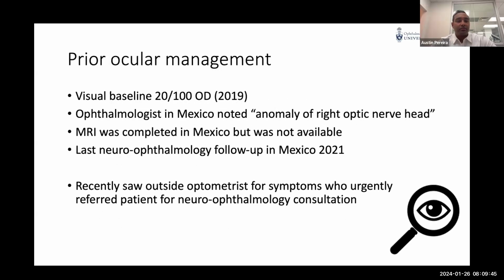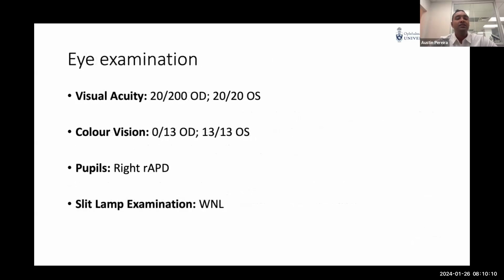So for this prior ocular management, this baseline was obtained in 2019. And so ophthalmologists in Mexico noted an anomaly of the right optic nerve head. An MRI was also completed at the time, but was not currently available for our practice. Her last ophthalmology follow-up was in Mexico in 2021, but she recently saw her outside optometrist in Canada, who urgently referred the patient to Dr. Sharma for consultation. So for her eye examination on first presentation, her visual acuity had fallen from 20/100 to 20/200 in the right eye and was 20/20 completely normal in the left eye.